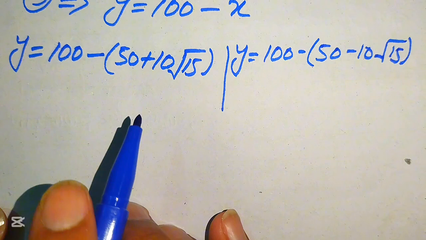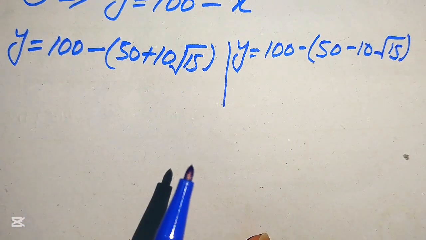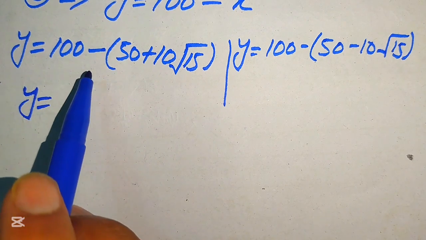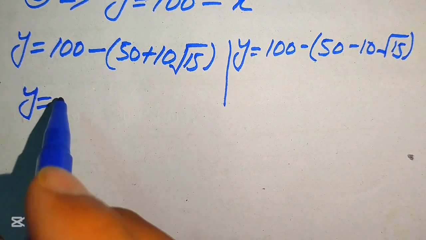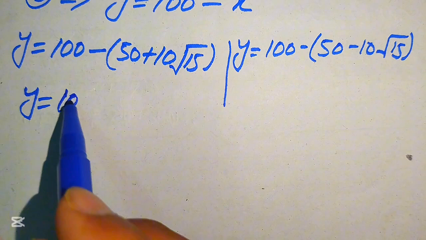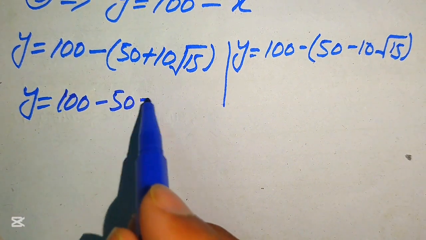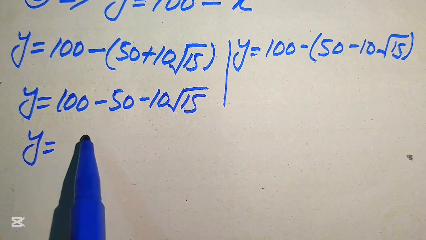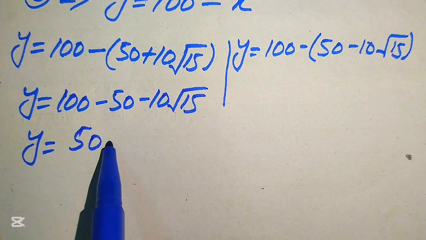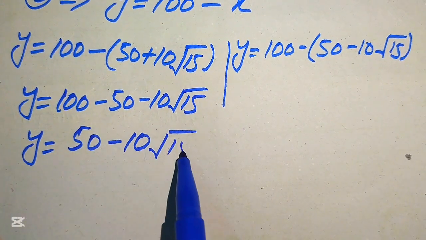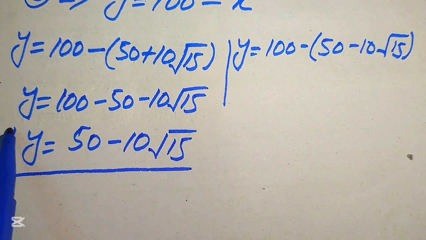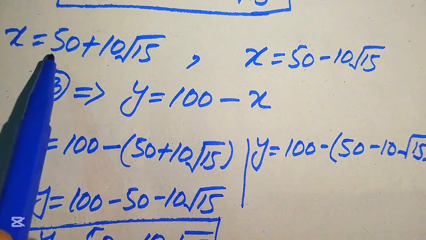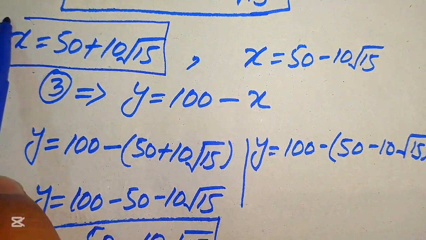So now we put above both values of x here, and now we need more simplifications, and we easily get the values of y. So here first we multiply this negative sign on both of these values, and we will obtain here 100 minus 50 minus 10 times the square root of 15. So we get our y equals 100 minus 50 equals 50 minus 10 times the square root of 15. So this is the value of y, and corresponding to the value of x is this one.